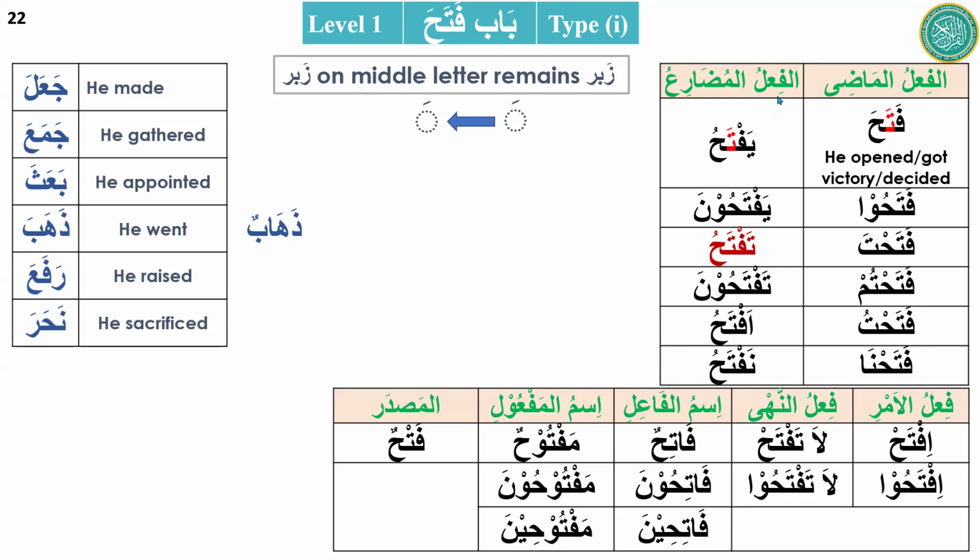Very good. So what is this chapter called? Chapter 1, name? I don't know. You don't know? It's written on top of the slide. Bab Fataha. It is chapter 1, Bab Fataha, and the indication is Fatha remains Fatha, because Ta has a Fatha and here is also Fatha. Okay, thank you. Jazakallah khairan.